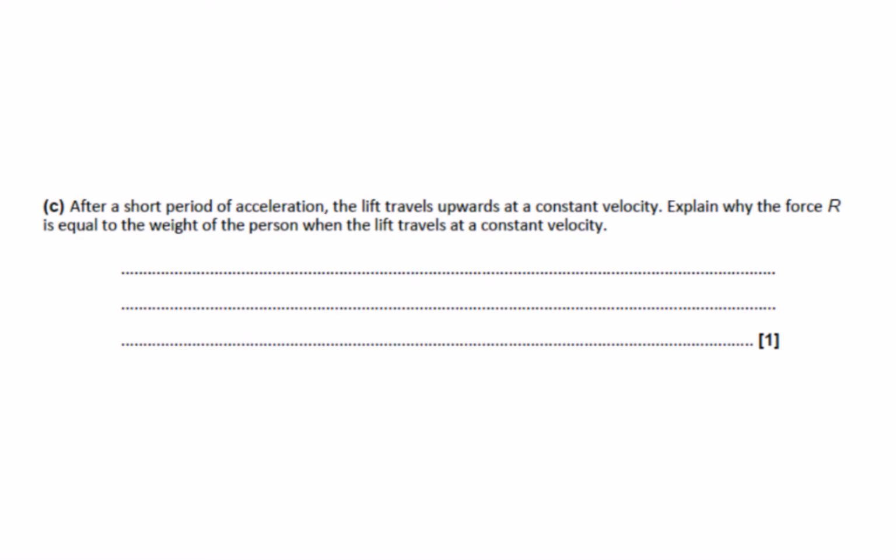And part C, after short periods of acceleration, the lift travels upward at a constant velocity, so i.e. it's not accelerating. Explain why the force R is equal to the weight of the person when the lift travels at a constant velocity, because therefore the resultant or the net force must be 0.